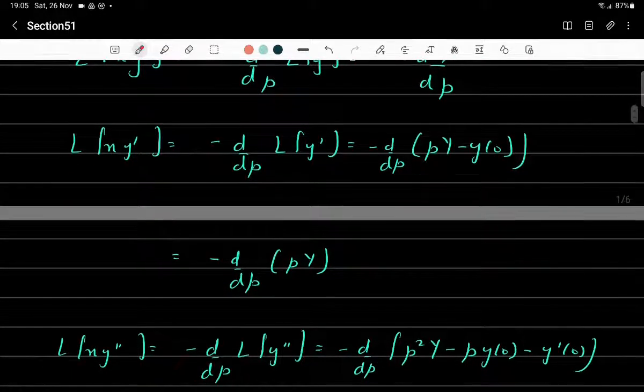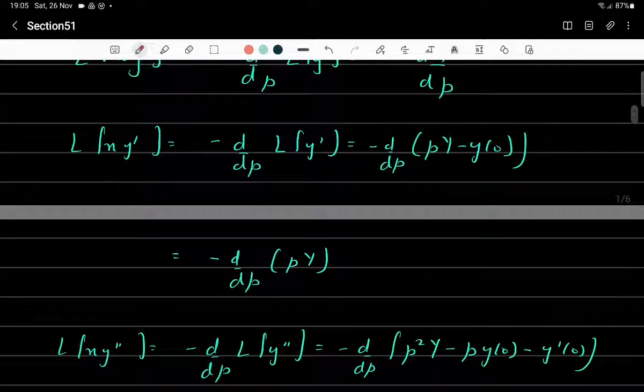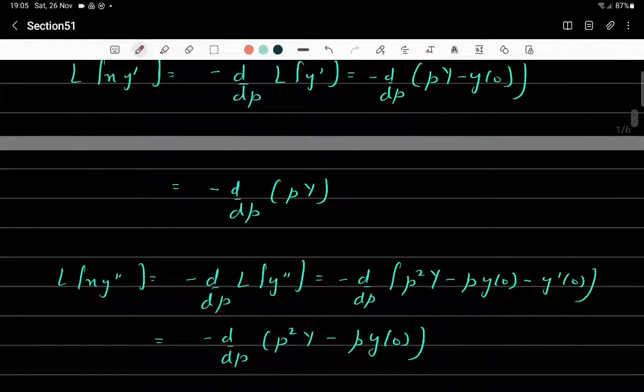Laplace of xy double dash, again minus d by dp of Laplace of y double dash. Laplace of y double dash is p square Laplace of y minus py naught minus y dash naught. Y dash naught is a constant, so it would be minus d by dp of p square capital Y minus py naught.